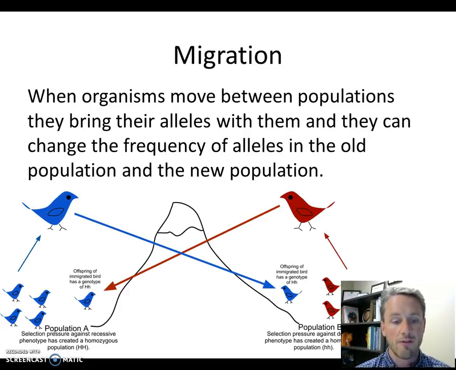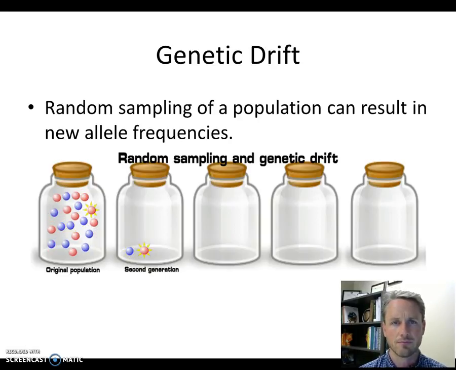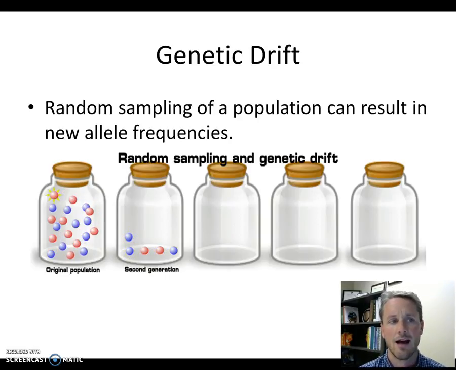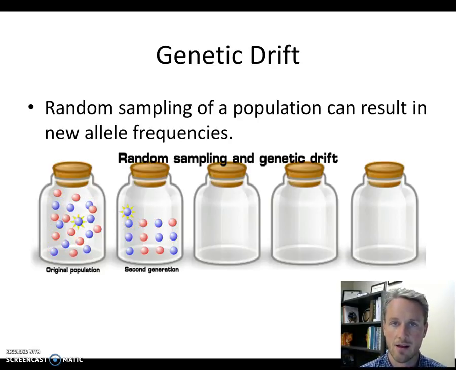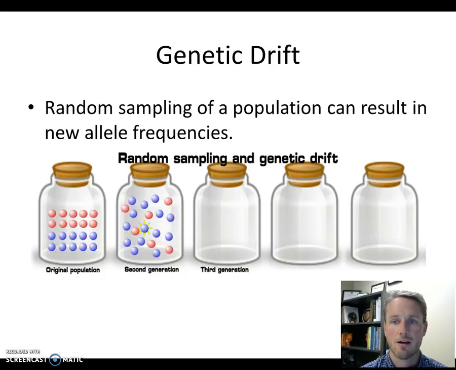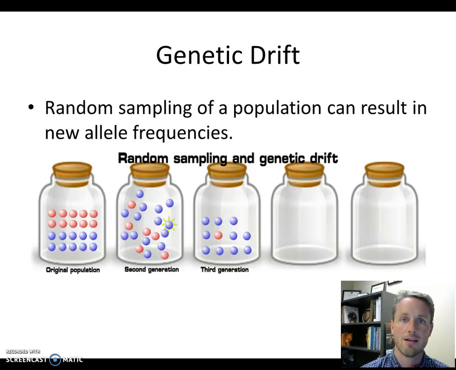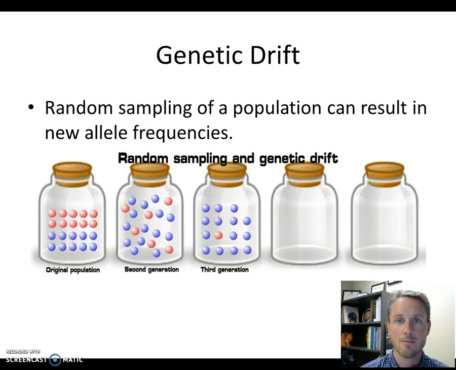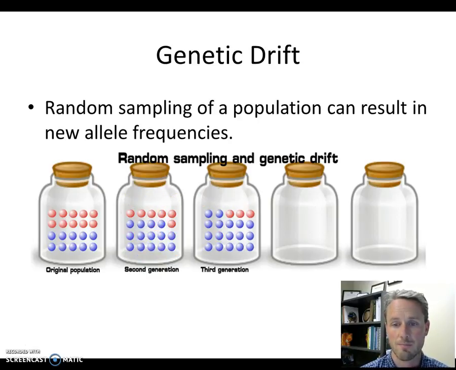All right, so the final one we want to think about is genetic drift. Genetic drift describes sort of a random sampling event that occurs in a population, where some event or some consequence of the environment causes a subset of the individuals in a population to survive. And then the allele frequency in that subset of the population might be different than the original population.